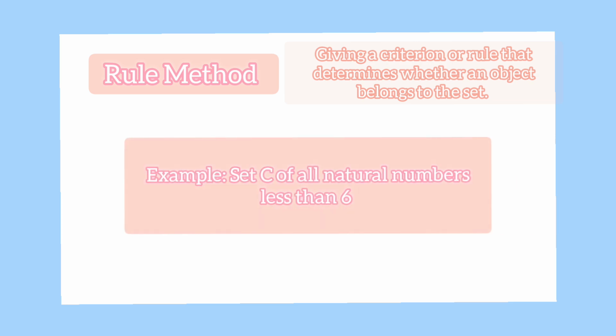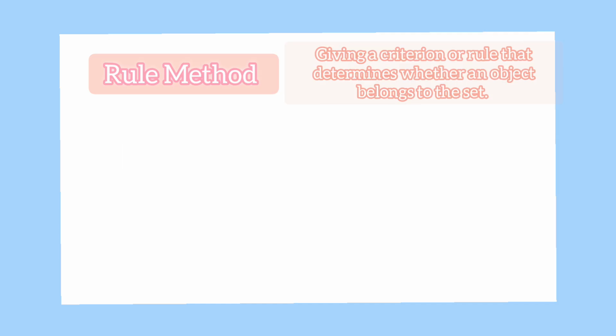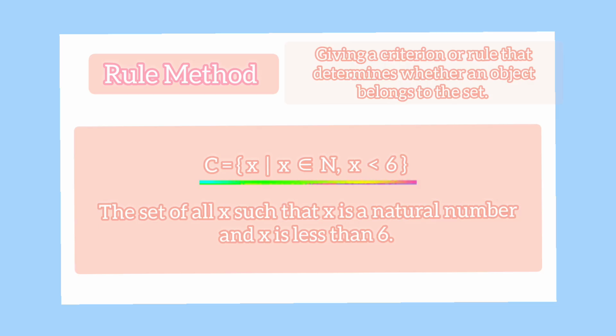Now let's talk about the rule method, also known as set-builder notation. This method involves giving a criterion or rule that determines whether an object belongs to the set. For instance, if we want to define a set C of all natural numbers less than 6, we can write it as this. This reads as the set of all x such that x is a natural number and x is less than 6.